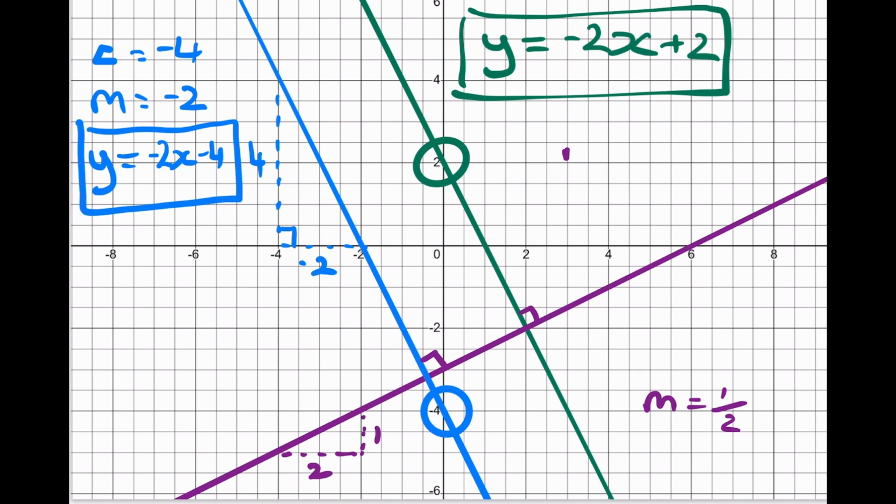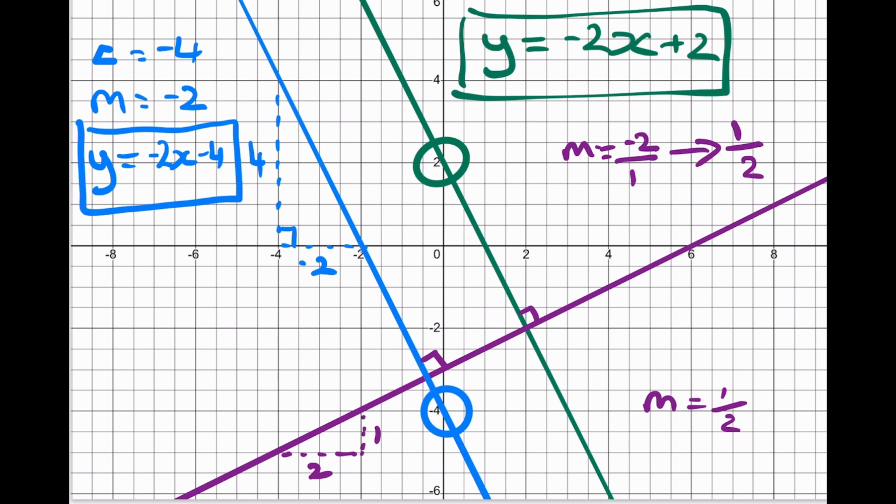So take the gradient of our blue or green line, which is -2. -2 divided by 1 is like this. Then you're going to switch it over, so you flip your fraction over, so it becomes 1 over -2. But you're going to make it the negative version of the fraction you already had. So it was already negative, so I need to take the negative away. If it was negative, you make it positive. If it was positive, you make it negative. So you can see that that is also a way of finding the gradient for a perpendicular line.